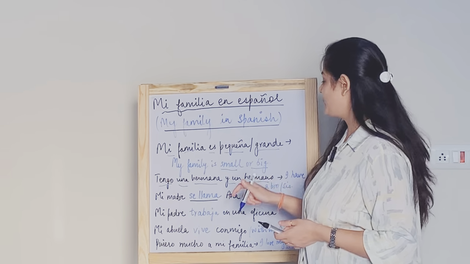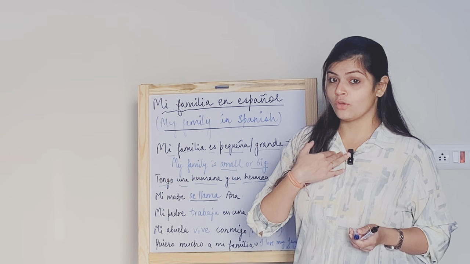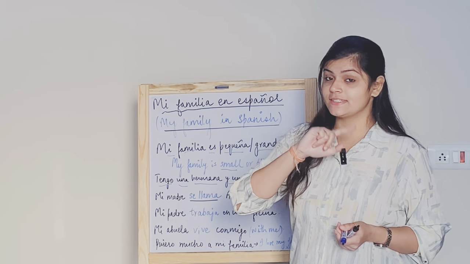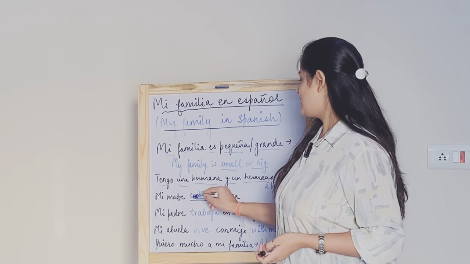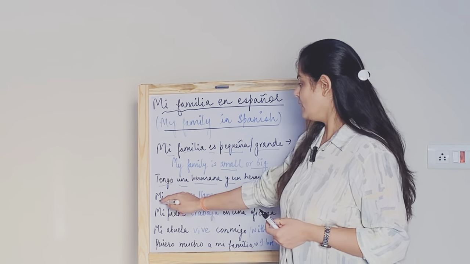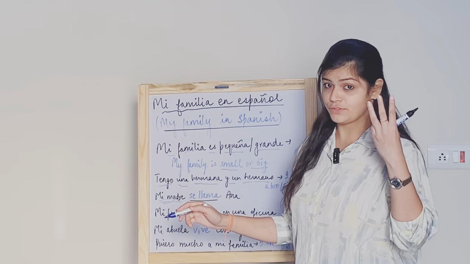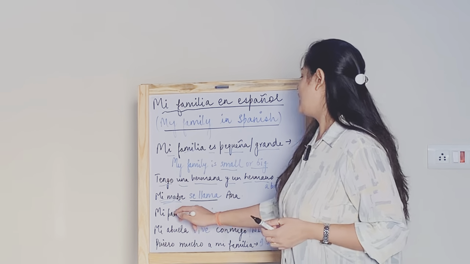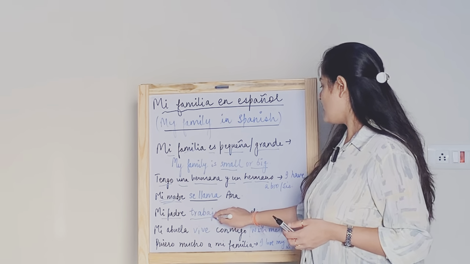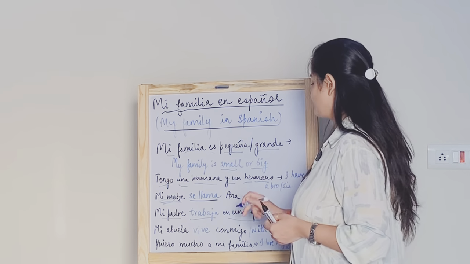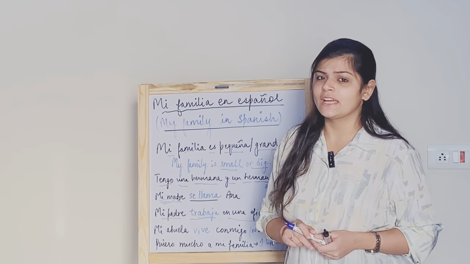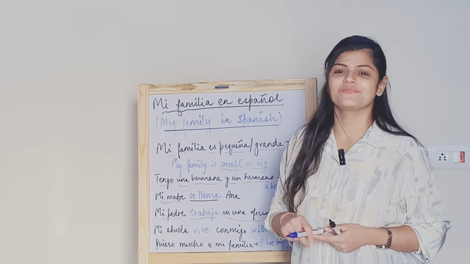Then mi madre se llama Ana. Se llama. Me llamo. Te llamas. Se llama. Reflexive verb conjugations I've taught in the previous video. Please watch it. Se llama Ana. Because mi madre is tercera persona, third person, right? Then mi padre trabaja en una oficina. My father works in an office. Trabaja. See, the verbs we did on time are coming in handy here.